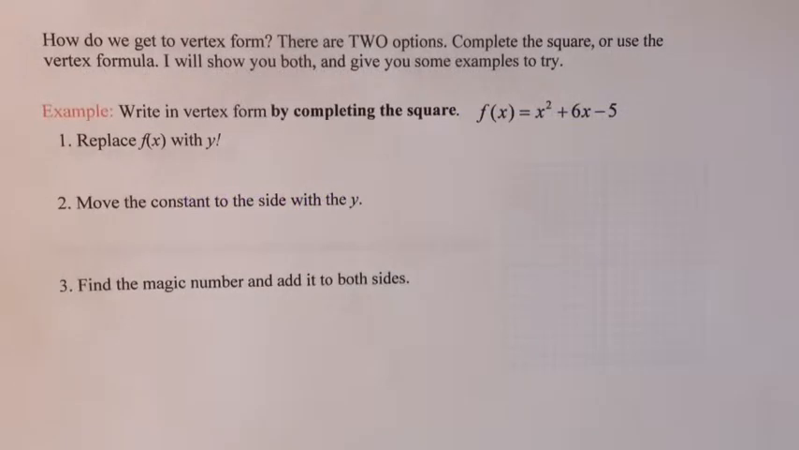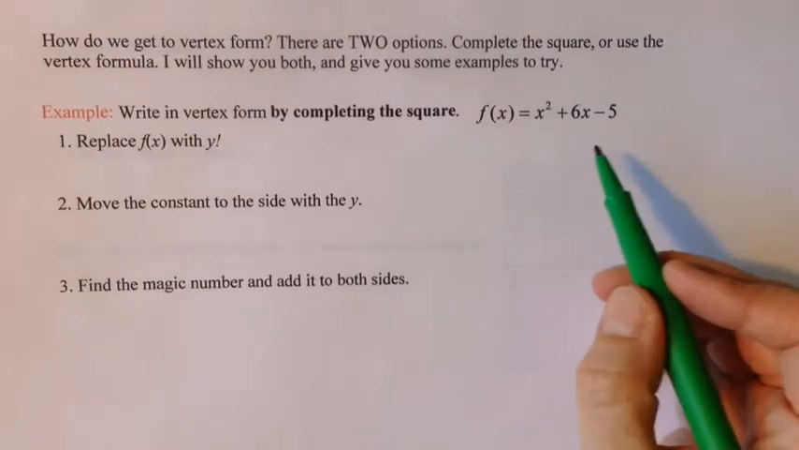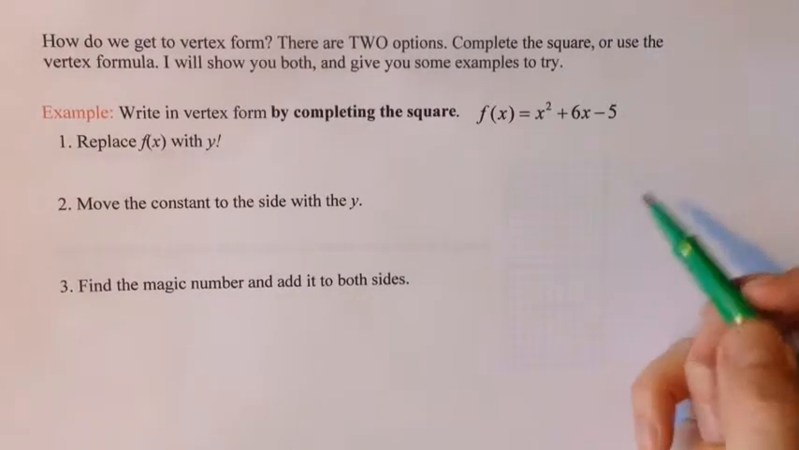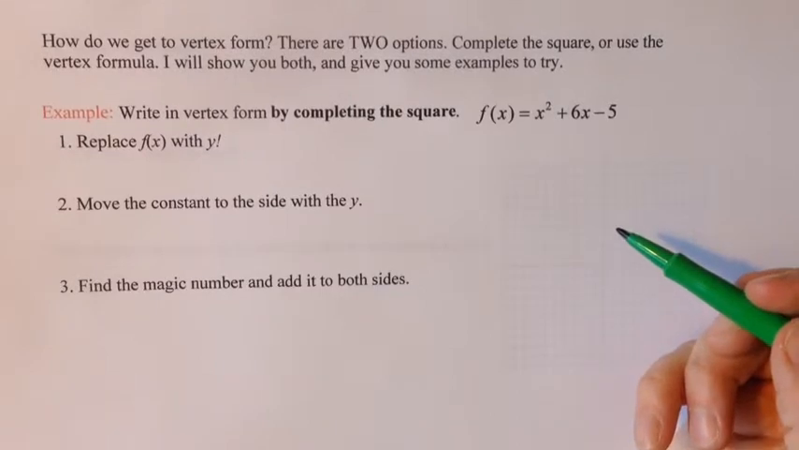Now we need to learn how to get a quadratic function into its vertex form from standard form. There are two ways to do this. One is to complete the square, and the other is to use a vertex formula. I'm going to show you both, and along the way I'll give you a couple examples to try. Okay, so here I have f of x equals x squared plus 6x minus 5. We're going to get this into vertex form by completing the square.